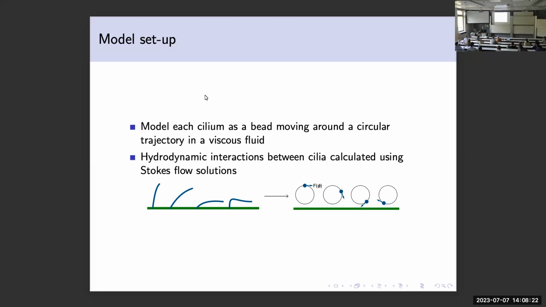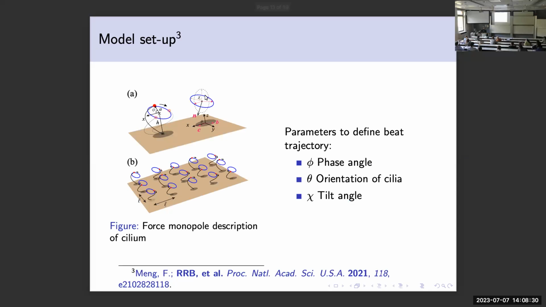And the nice thing about this is it's much easier to write down the hydrodynamic interactions when we have this model. So this is the setup I'm going to use. We've got these circular trajectories, and we've got these beads that are moving around the circular trajectories. And we can use some geometrical parameters to describe these trajectories. The most important one that I'm showing you here is phi. So phi, the variable phi, is telling you how far this bead is moving around this trajectory.